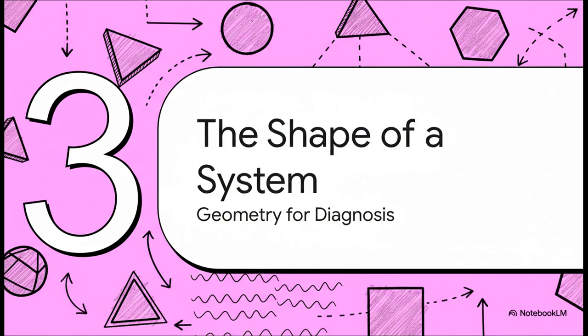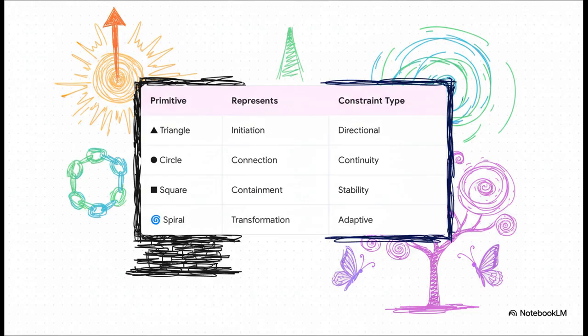And here, the geometric primitives aren't just for interpretation anymore. Now they're tools for diagnosis, for understanding the structural health of pretty much any complex organization. In this framework, the primitives are different, and their meanings are totally fixed and symbolic. A triangle always represents initiation, a focused goal. A circle is all about connection and feedback loops. The square represents containment, the rules, the boundaries. And the spiral? That's for transformation and adapting to change.